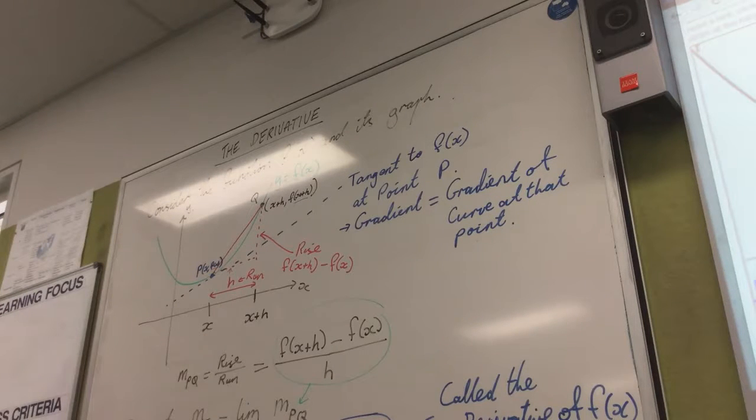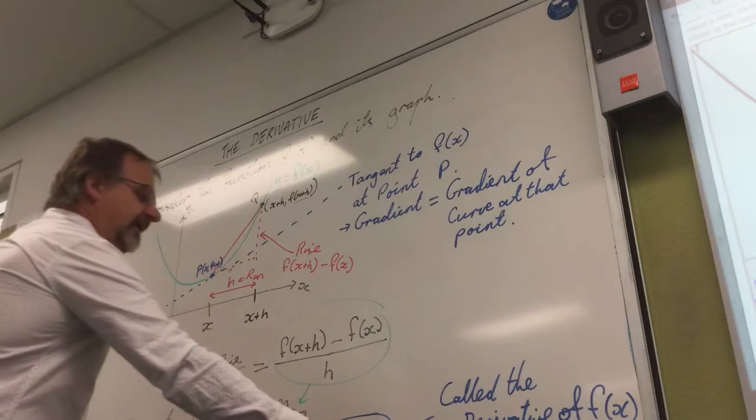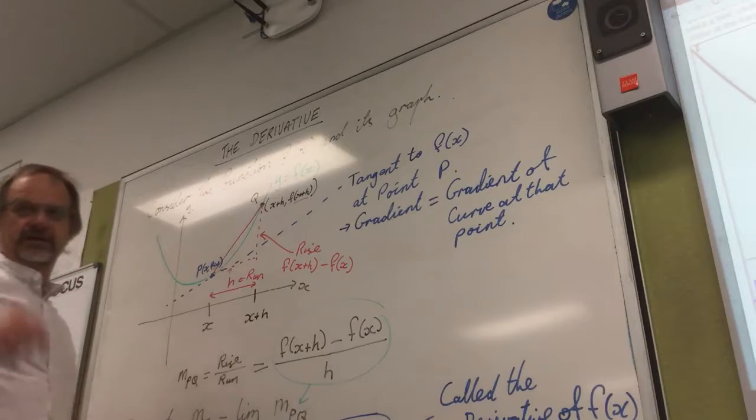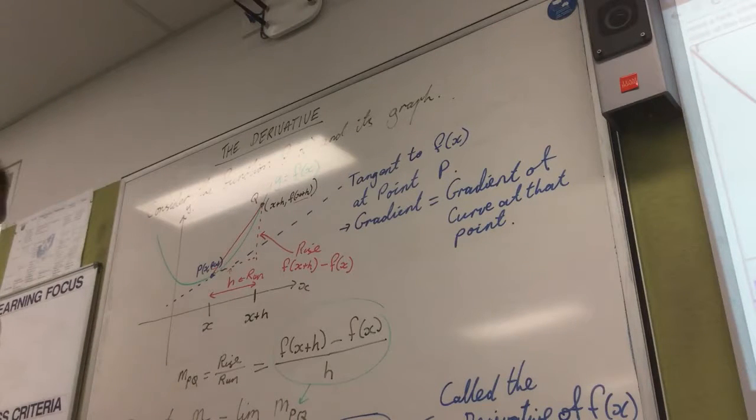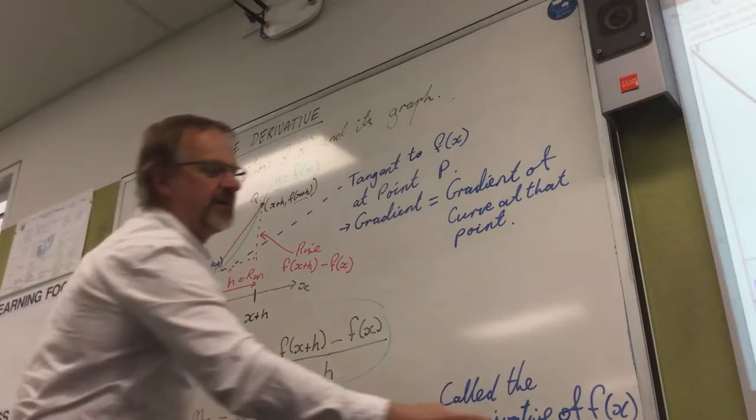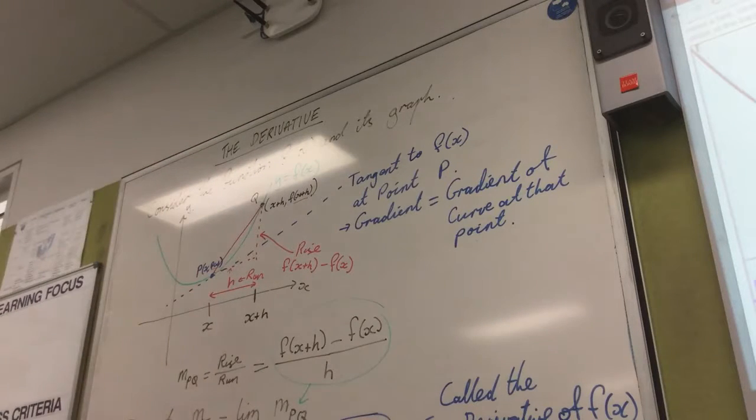What's that thing called? The derivative of f of x. This bit here has a little dash on the end. Yes, it has a little dash: f dashed x, and the dash means it's the derivative. So f is the function, f dash is the derivative.